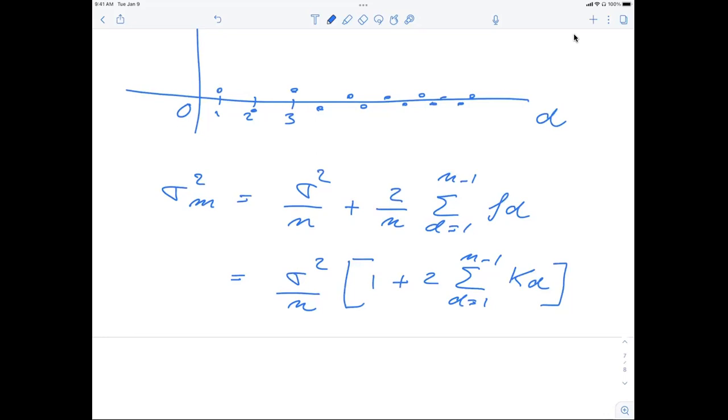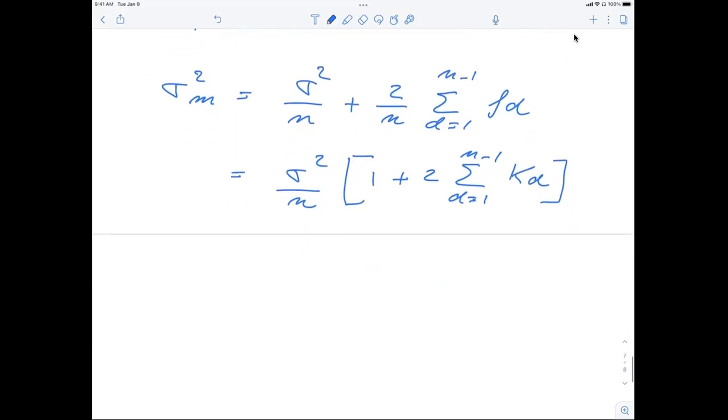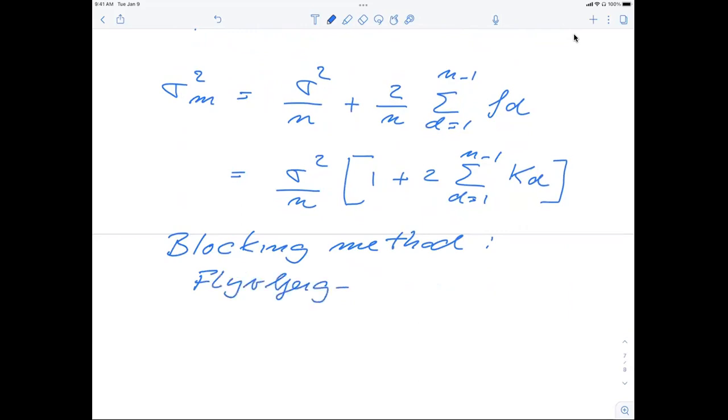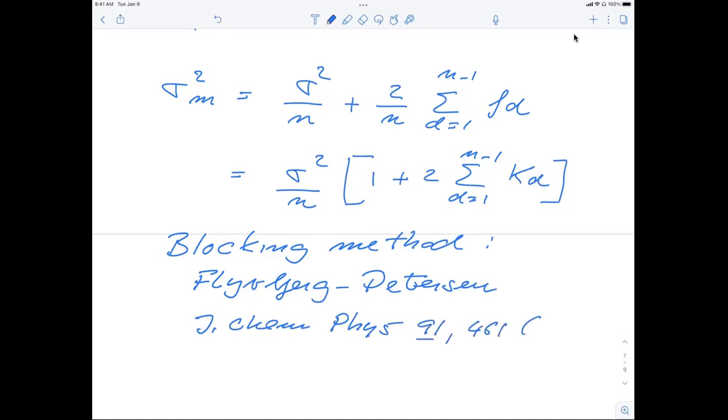So let's now take a look at what Flyvbjerg and Petersen actually introduced. So let's look at the blocking algorithm or the blocking method. And let me point you to the original paper by Flyvbjerg and Petersen. This is a paper in the Journal of Chemical Physics, volume 91, page 461, from 1989.